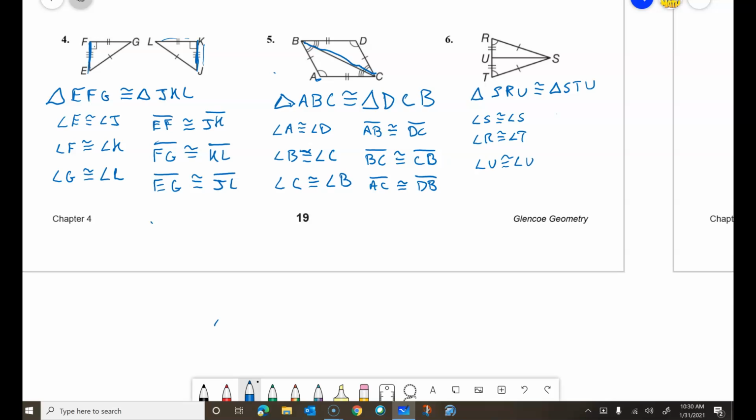Okay. So our segments would be SR is congruent to ST. We can see that in the picture up there, SR and ST. We have RU would be congruent to TU. Okay. And then finally, we would have SU congruent to itself, SU. This time we have the exact same segment. They share a side, so SU is congruent to itself.